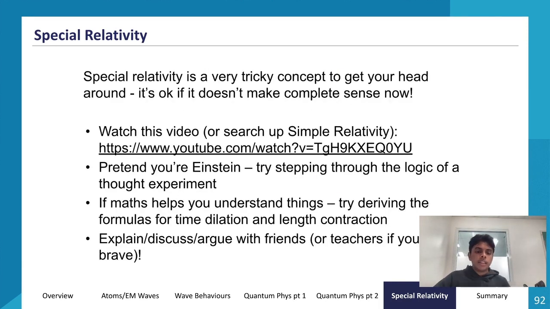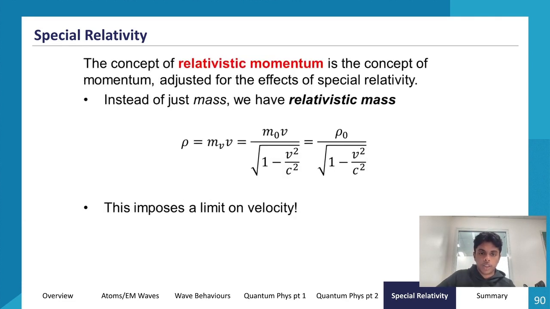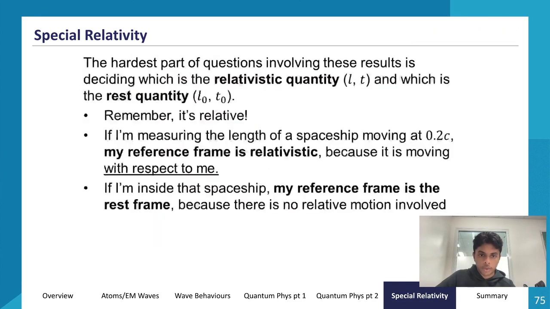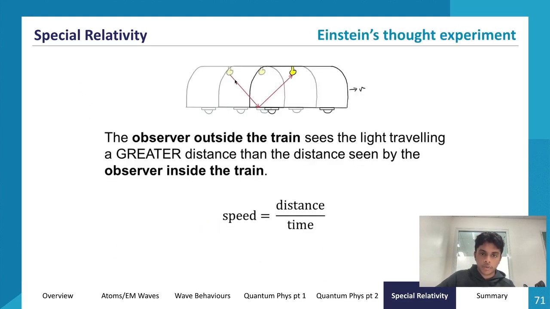So yeah, special relativity is quite a tricky concept to get your head around, and it's okay if it doesn't make sense now, because you need to think a lot about your perspectives, your frames of reference, etc. You can watch this video over here or search up simple relativity to help you out with it. And think of yourself as Einstein, and then try stepping through the logic of that thought experiment. If math helps you understand things, you can try deriving the formulas for time dilation. For deriving the formulas, you need to go back to the train question, and you need to find the difference in lengths and times. And if you let them equate, you can try and derive it.